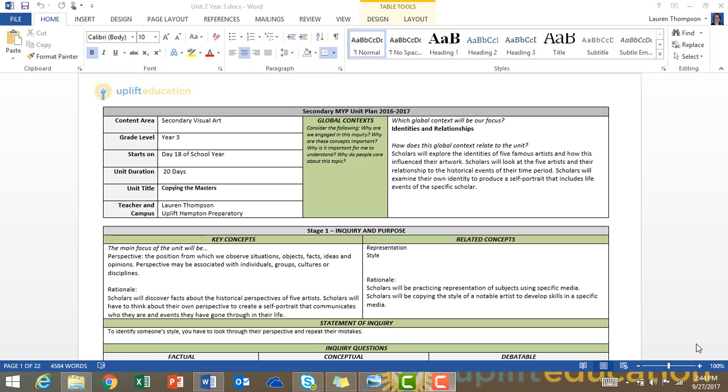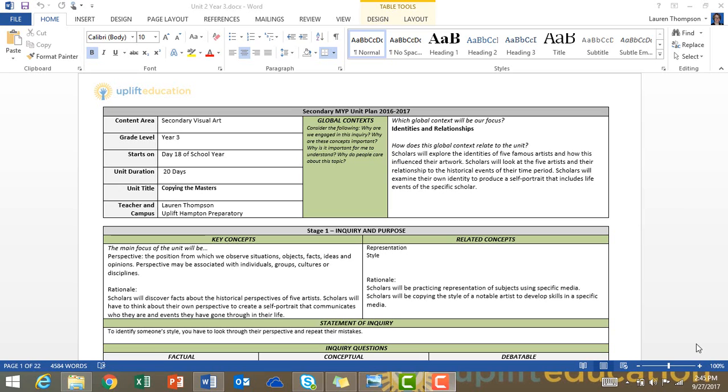I've picked identities and relationships because students are going to look at famous identities in art history. They're also going to look at their own identity through a study of self-portraits, and they could also learn a lot about the relationships these artists had with their world at the time or with other people at the time. I chose perspective because we're going to have to look through the time period that these artists existed in to understand why they painted what they did, why they drew what they did.